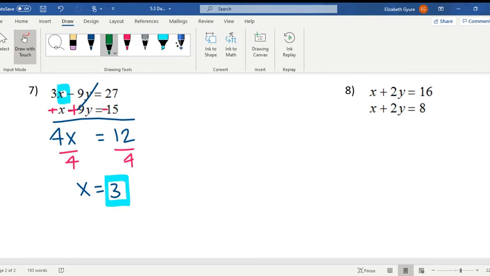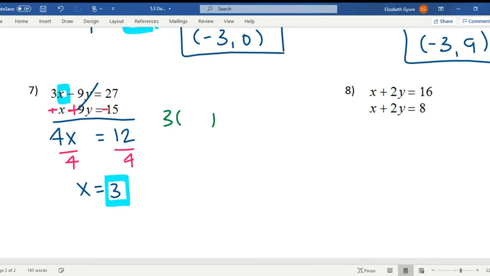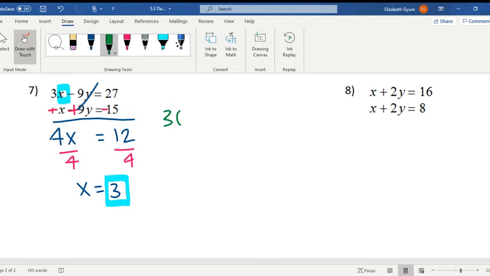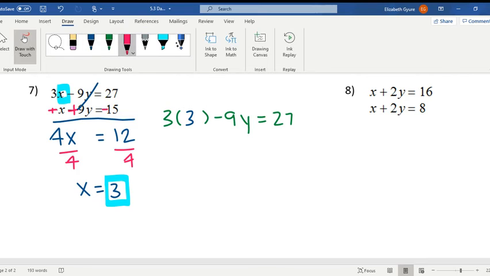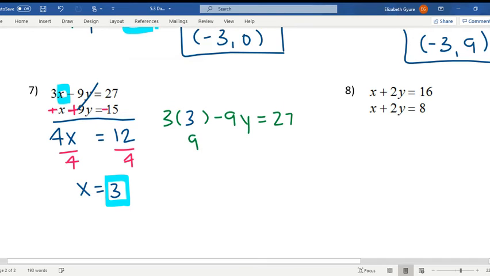And then we're going to do our fill in the blank. 3 times whatever we got for x minus 9y equals 27. We're going to plug in our 3 for x, and then we need to simplify. You should distribute first. So 3 times 3 is 9, minus 9y equals 27.